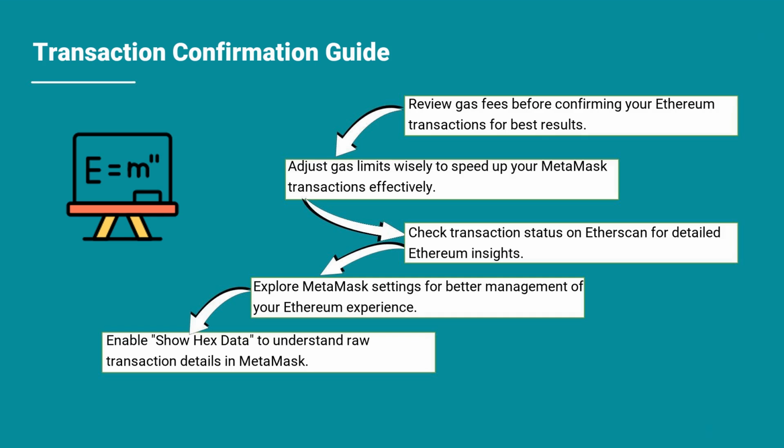Once you gain confidence using MetaMask, you might want to explore its settings. Click on your account icon and navigate to the settings option. Here, you'll find various options like security preferences, network settings, and token management. You can enable the Show Hex Data option if you are sending tokens. This will show you the raw transaction data, which can be instructive as you advance in your Ethereum understanding.